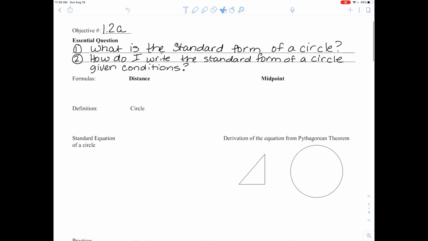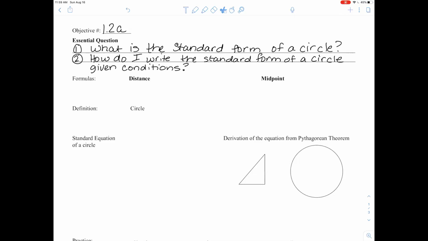All right, so this is objective 1.2a. This is 1.2 all week. This is just part A. So number 1, essential question, what is the standard form equation of a circle? And number 2, how do I write the standard form equation of a circle if I'm given certain conditions?